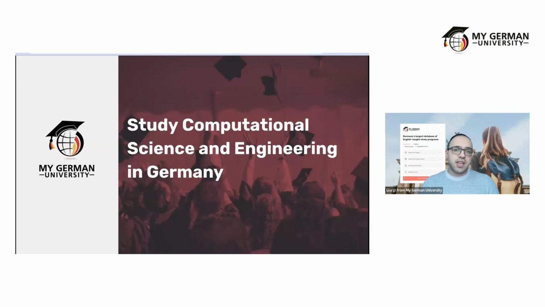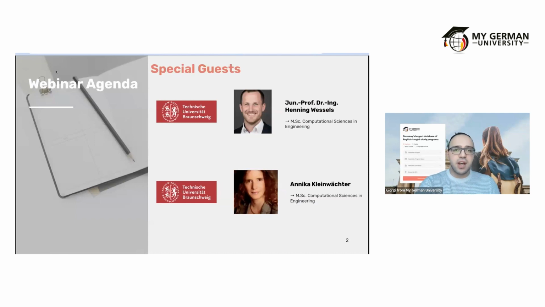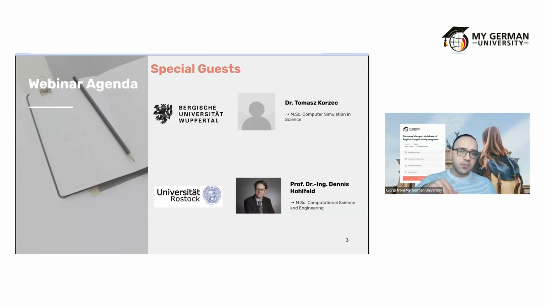Studying computational science and engineering in Germany. We will start with our guest from the Technical University of Braunschweig, Professor Dr. Henning Wessels, who will introduce the study program MSc Computational Sciences and Engineering. Then we'll move to University of Wuppertal, and Dr. will talk about a Master of Science level program also, but in computer simulation in science. And then we will close the show with our guest from University of Rostock, Professor Dr. Dennis Hoffert, who will talk about a Master of Science level program in computational science and engineering. That is how the agenda looks.